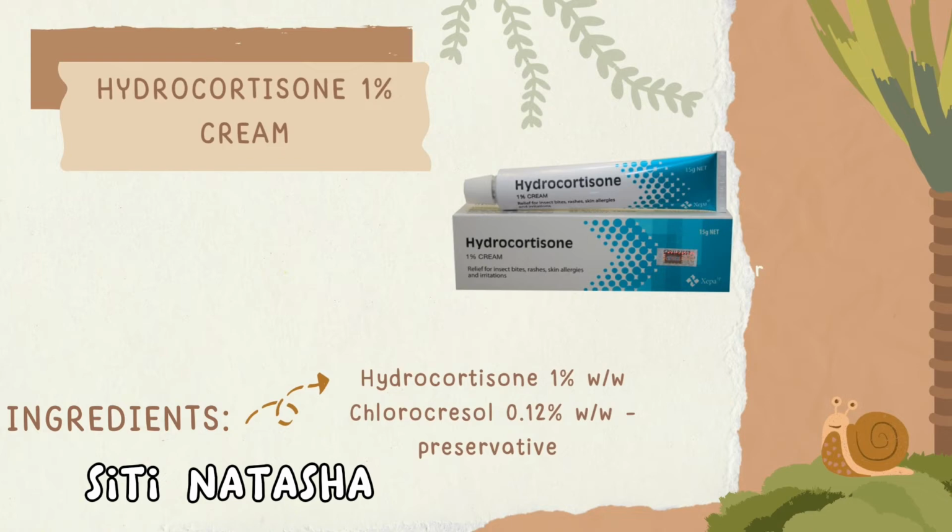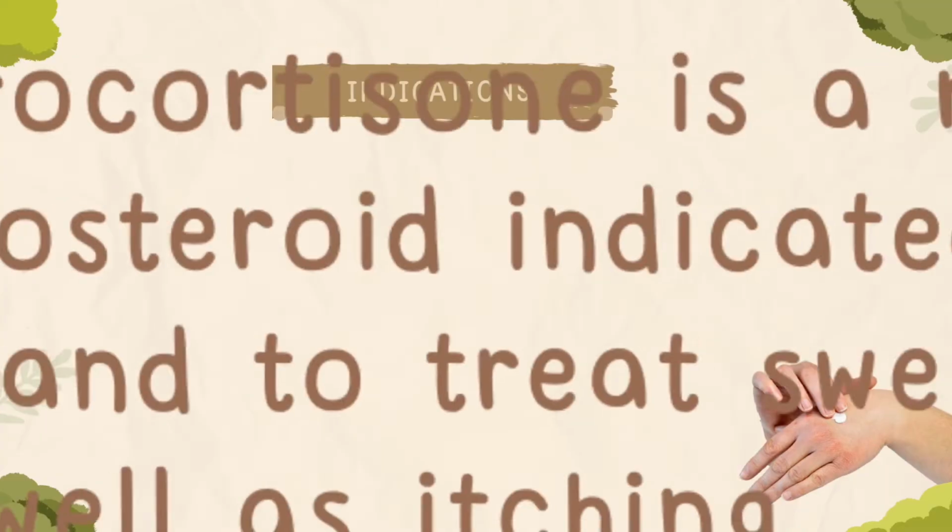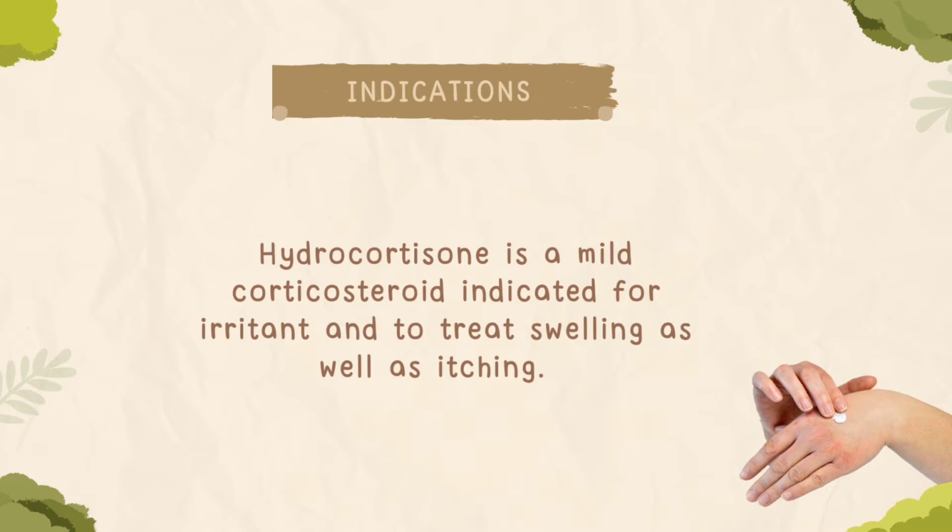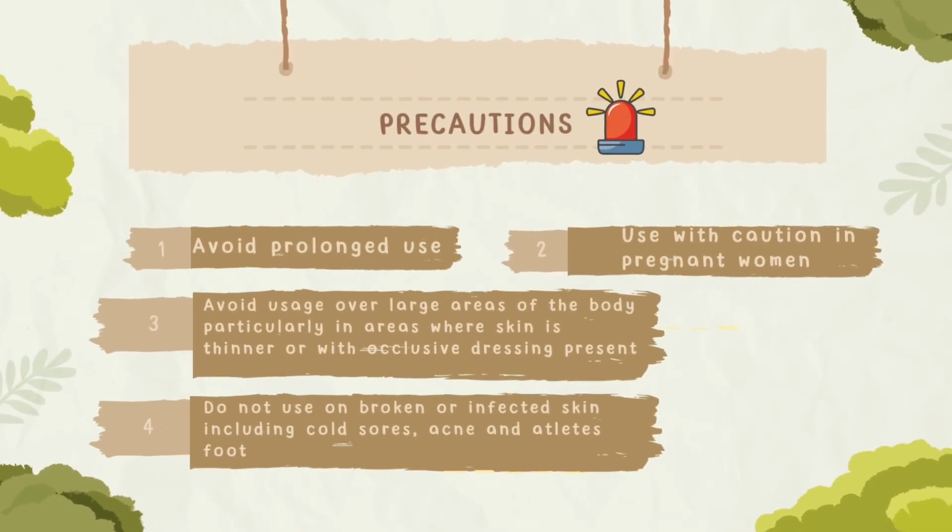Next, hydrocortisone 1% cream. So, hydrocortisone cream is a mild corticosteroid indicated for irritation and to treat swelling as well as itching. So, there are a few precautions when using hydrocortisone cream. Firstly, avoid prolonged use, as this may cause permanent stretch marks, bruising, or even discoloration. Secondly, use with caution in pregnant women. Tell the doctor if you are pregnant or may be pregnant. Ask for the doctor's advice for suitability.